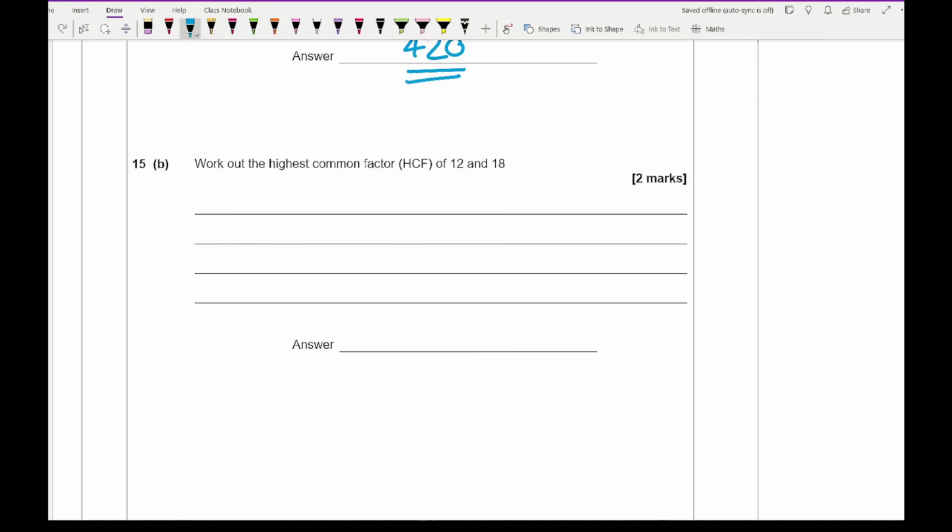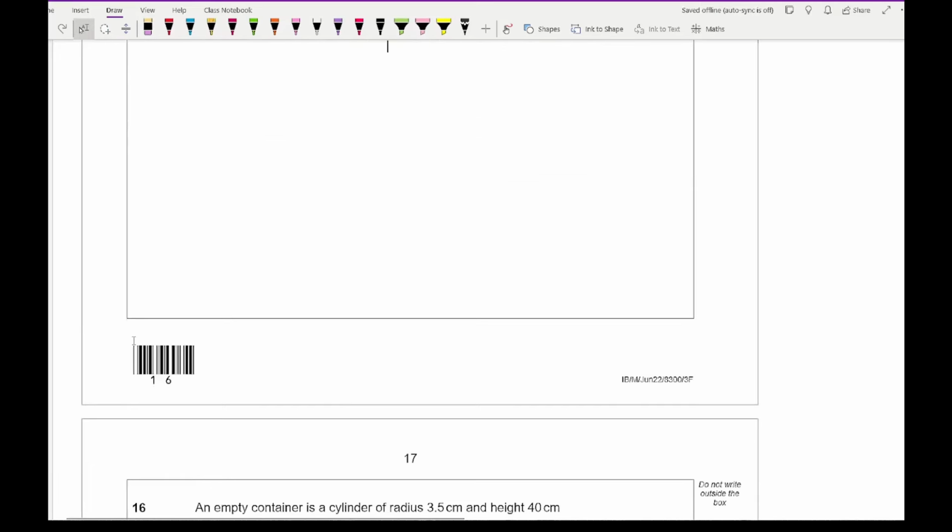Now the highest common factor is the biggest number that divides into both those two numbers. So here we could have 1, you could have 2, you could have 3, you could have 6, and that is pretty much it. So out of those 4 numbers, which one is the biggest number? And the answer there is 6.